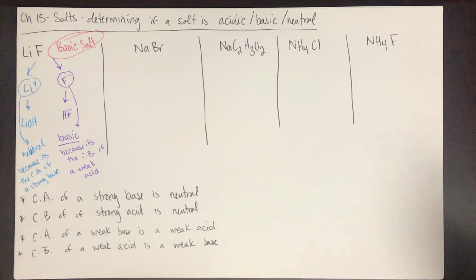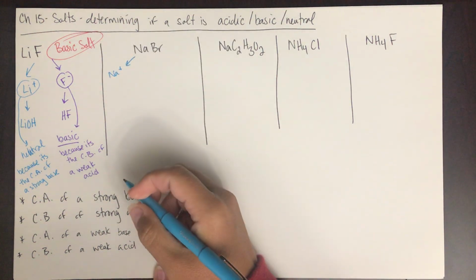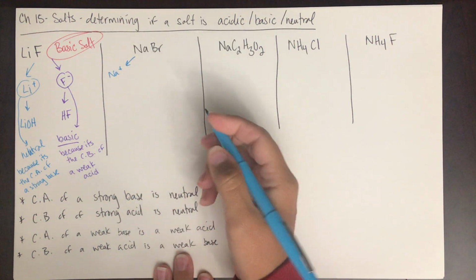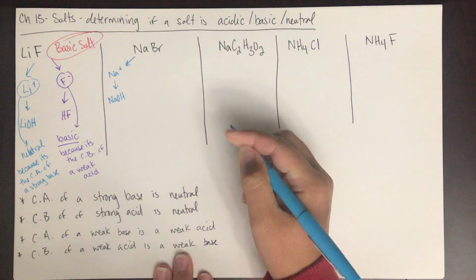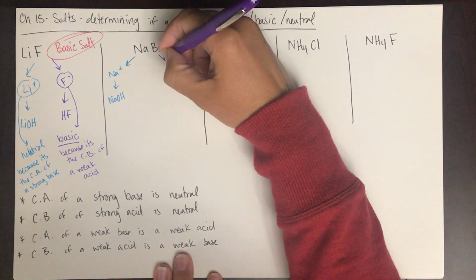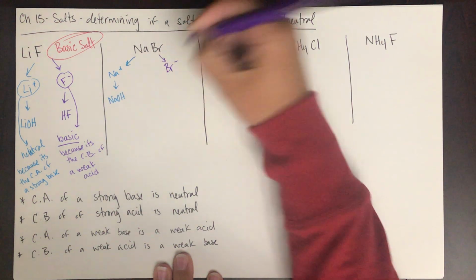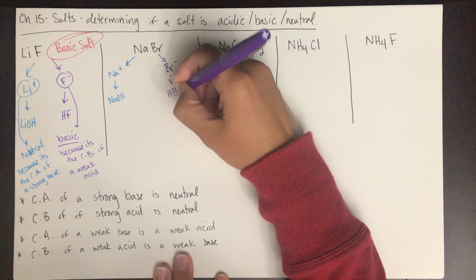Okay, so let's look at another one. Let's look at sodium bromide. With sodium bromide, the first thing we're going to do is break it apart into its ions. So the sodium, Na+, is going to be the conjugate acid of a base, sodium hydroxide. The bromide ion is going to be the conjugate base of an acid.